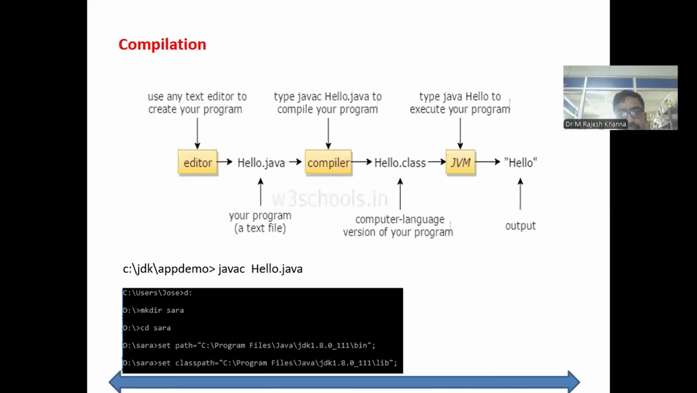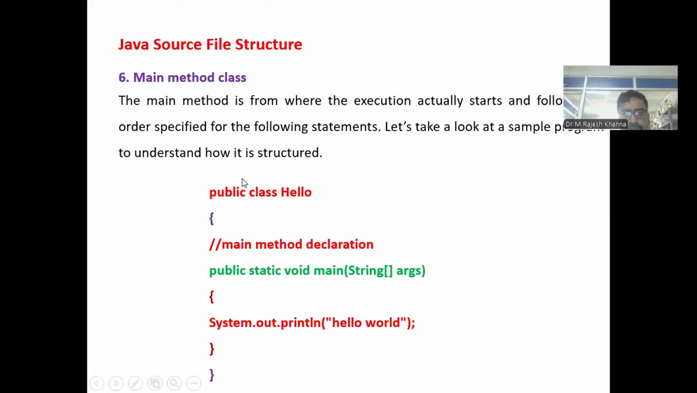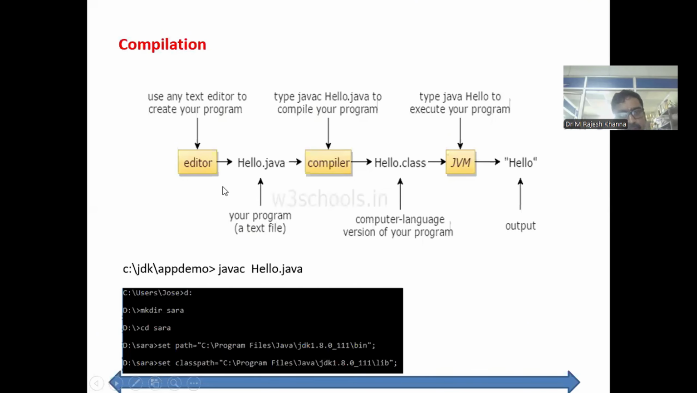So this is the actual compilation process. Use Notepad or any text editor to create your program. With the help of Notepad, you can create a Java program. What you see in the previous program, we are going to copy and paste into Notepad and save it with the file name Hello.java. It's a text file actually.